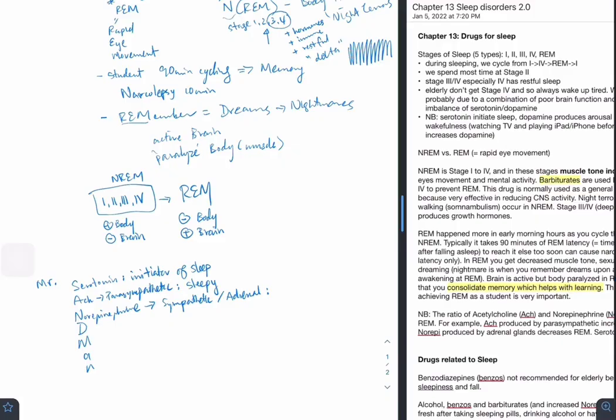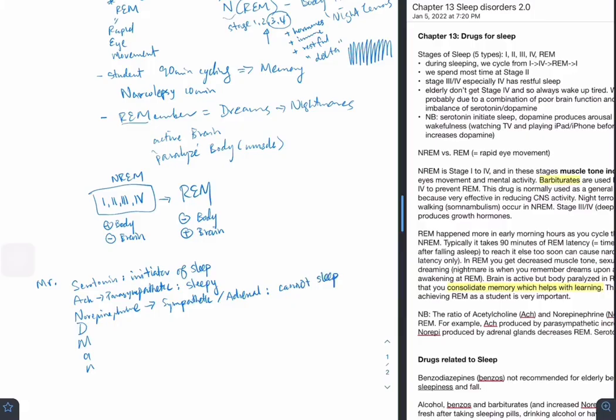So guess what? High circulating norepinephrine, which is sympathetic, that means you cannot fall asleep, right? Like stress. If you have stress, you produce catecholamine. One of them is norepinephrine circulating through your system. Then you cannot fall asleep.